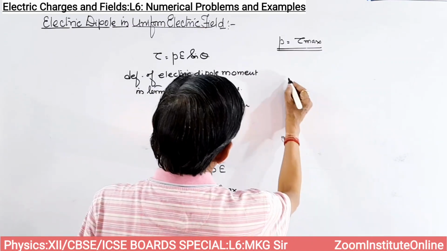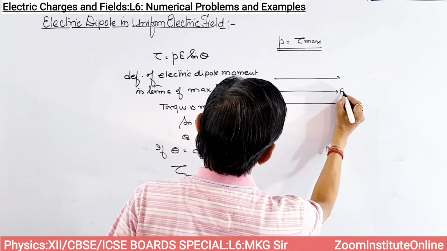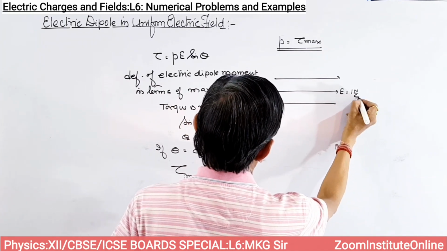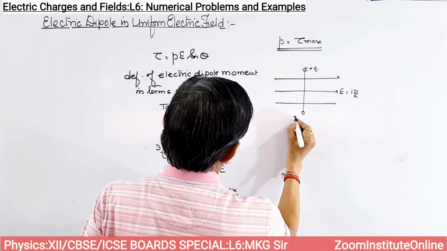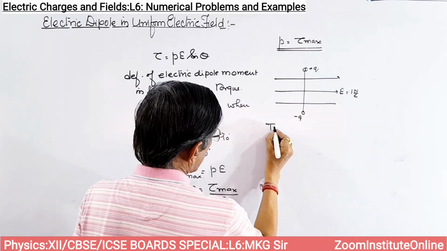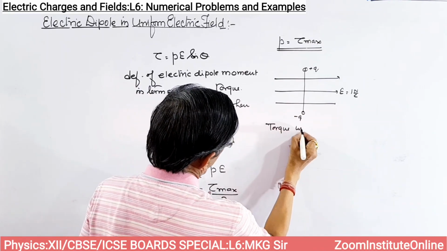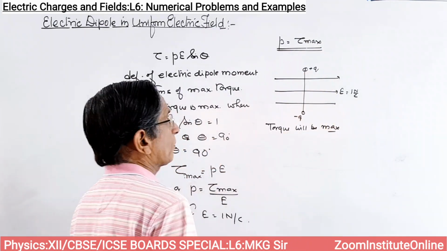Means this is the electric field. The value of the electric field is what? E is equal to 1 Newton per Coulomb, and the dipole is placed perpendicular to it. Then the maximum torque acting on it in this condition will be what बच्चों? Maximum. इस कंडीशन में टॉर्क मैक्सिमम होगा.